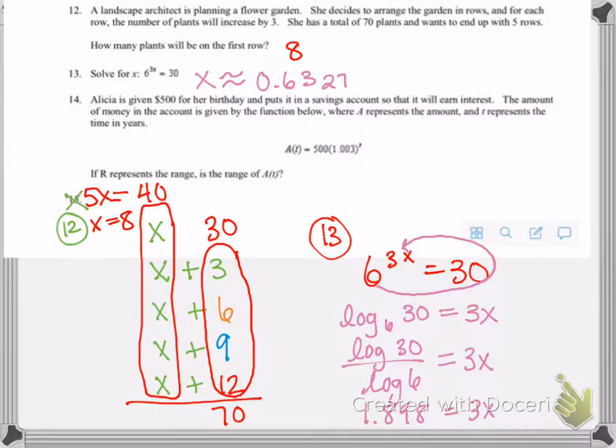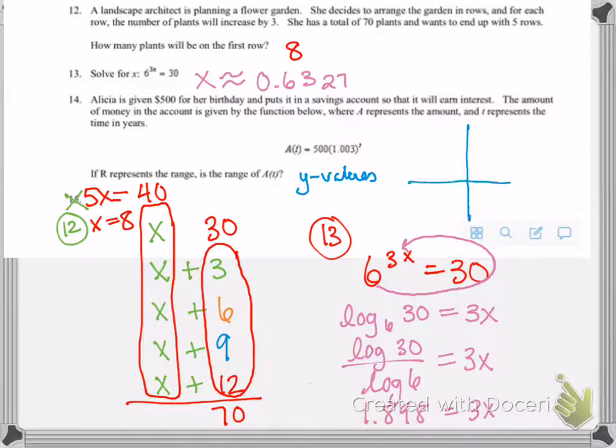In number 14, Alicia's given $500 for her birthday and she puts it into a savings account that will earn interest. The amount of money is given by the function below, where A represents the amount, T represents the time in years. What is the range of the function? Remember that the range of a function is all the y values. So you can look at a graph of this function, but it's going to be some pretty large numbers, so you might have to zoom out a little bit.